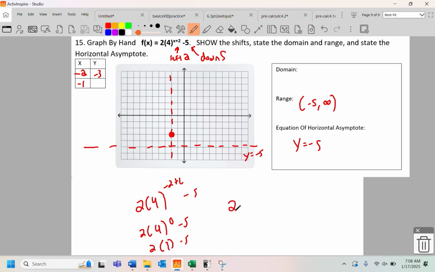Now I'm going to plug in a -1. 2 times 4 to the -1 plus 2 minus 5. 2 times 4 to the first power. And notice this isn't making this 8 yet. 2 times 4 to some exponent is not necessarily 8. It's only 8 if the exponent's a 1. Now 4 to the first is 4. This becomes 8 minus 5, which is 3. So I also contain -1, 3.